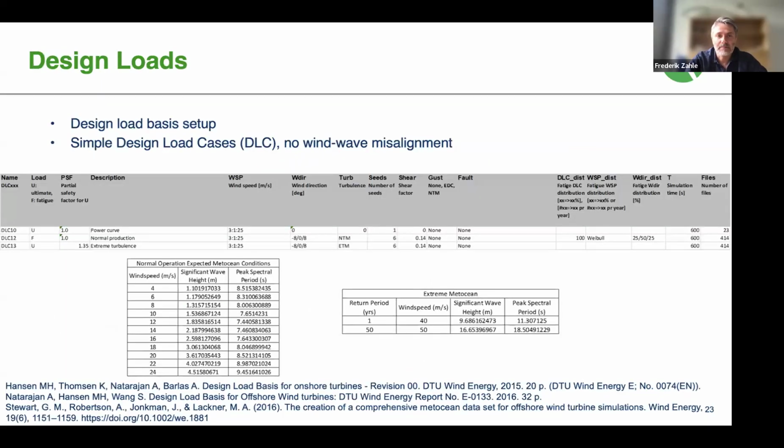Next, we simulated the turbine according to a DTU interpretation of the IEA standard. And so far we've limited this analysis to DLC 1.2 and 1.3 that we use for verifying the design limits.